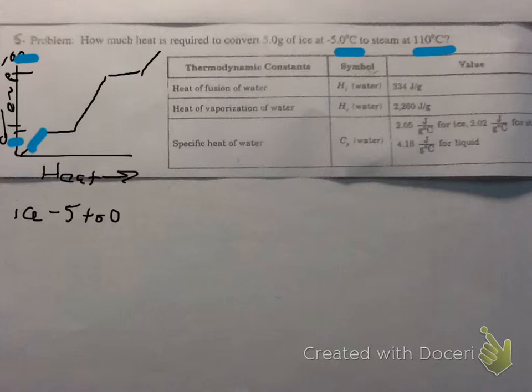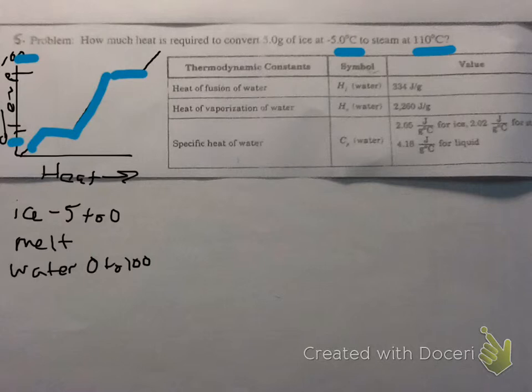Next, we have to melt that ice. And that's represented by the flat part of that graph. Then once all of the ice has been melted, then we have water. And we start off with water at 0. And we will have water until we go all the way to 100 degrees C. Then we will need to vaporize the water or boil it. And then once all of the water is converted to steam, then the temperature will go up.